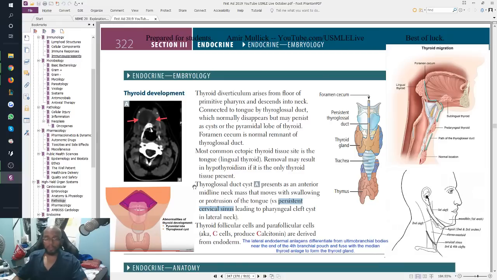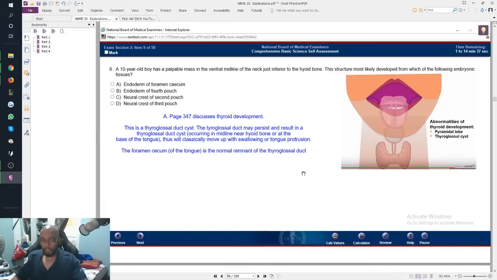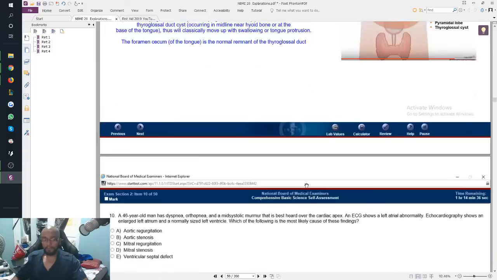But our question was a thyroglossal duct cyst. Right, midline neck mass, moves with swallowing. It's just a thyroglossal duct that stayed and it made a cyst. Comes from the foramen cecum. So, pretty straightforward question, but again, if you don't remember it, it becomes hard.